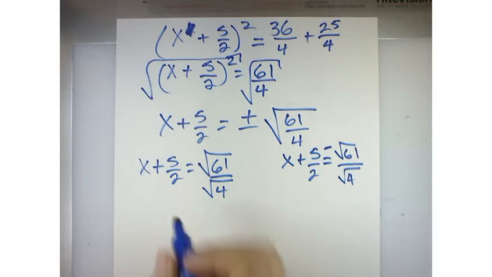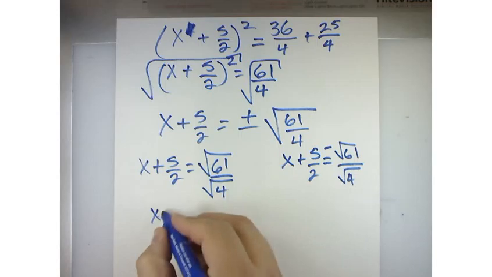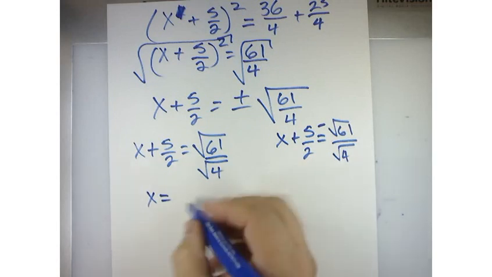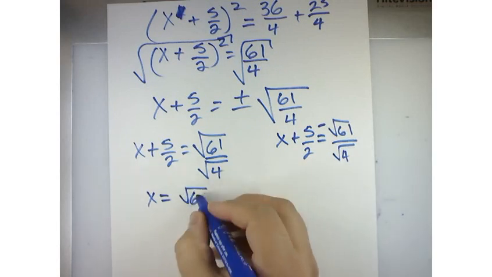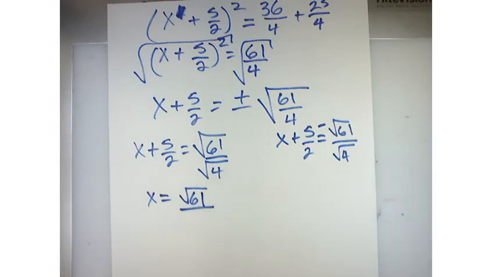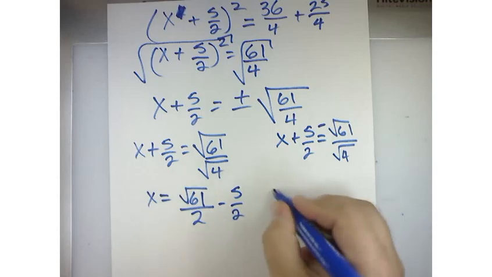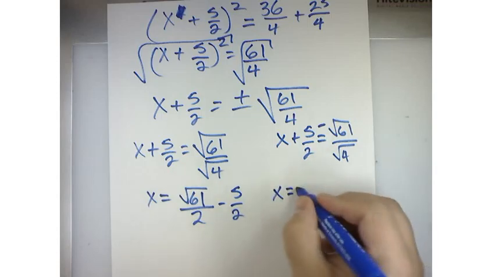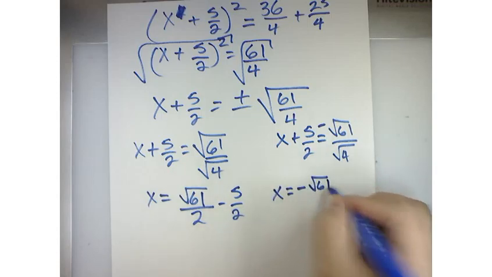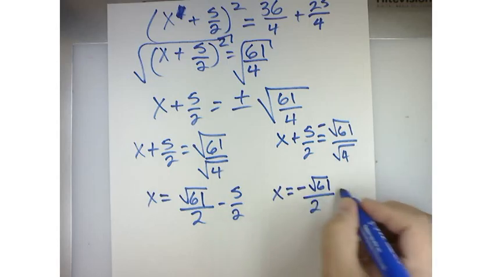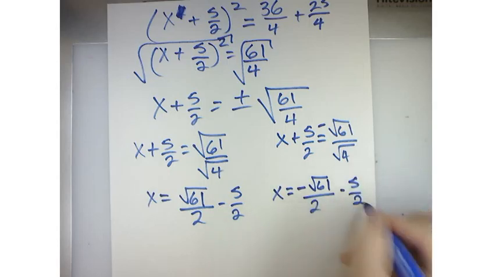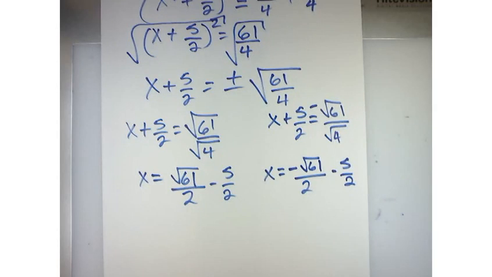So now I'm going to subtract 5 over 2 from both sides. So I get x is equal to the square root of 61 over, what's the square root of 4? 2, minus 5 over 2. Or x is equal to negative square root of 61 over 2 minus 5 over 2. You guys with me so far, or is this where it starts to look confusing?